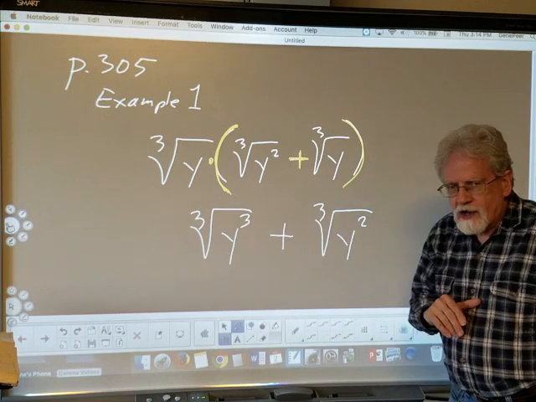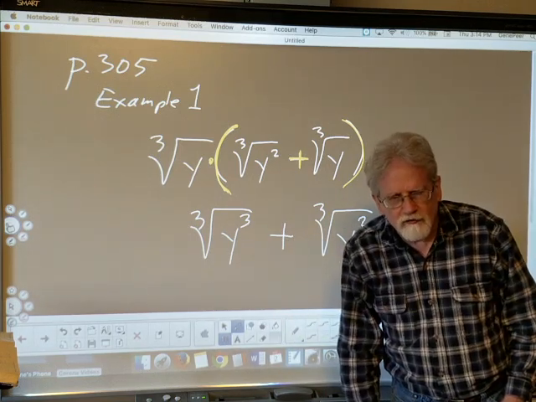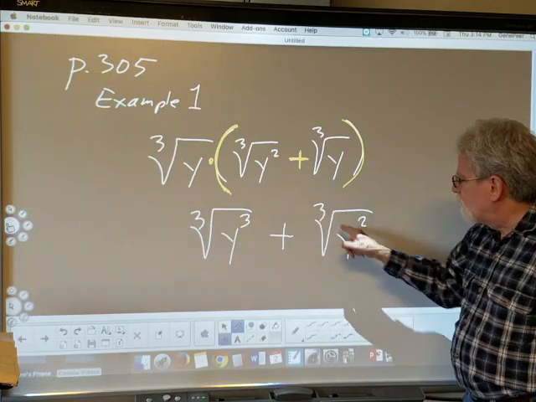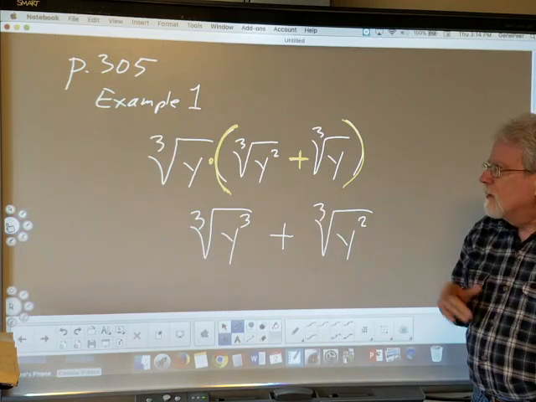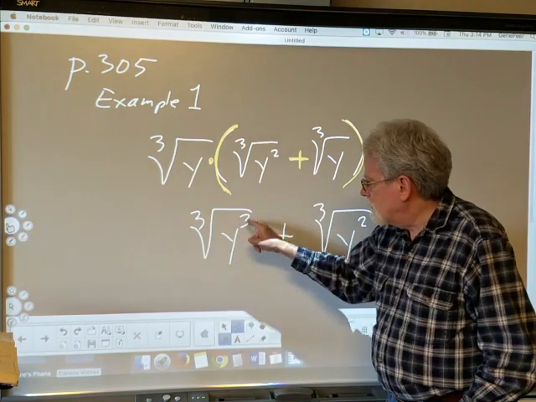Here, a knee-jerk reaction, like, oh, that's just going to be y. No, it's not. That's a knee-jerk reaction. Do not say that. We don't know the cubed root of y squared. But we do know the cubed root of y cubed. The cubed root of y cubed is y.